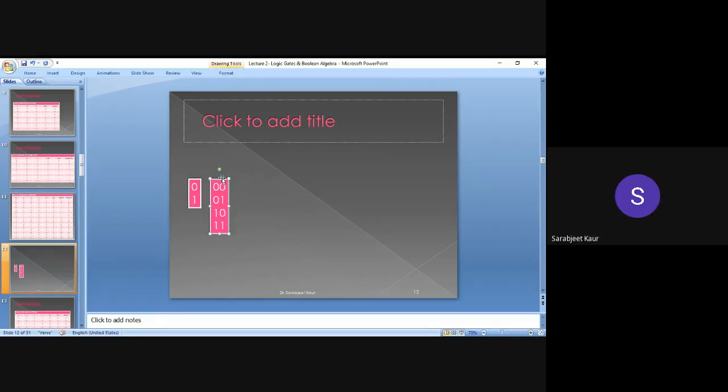Now let us try and construct the input combinations, the values that three variables can take. I'm going to copy this.